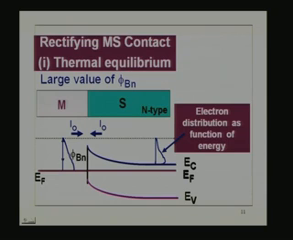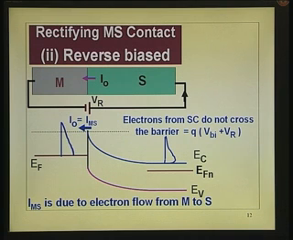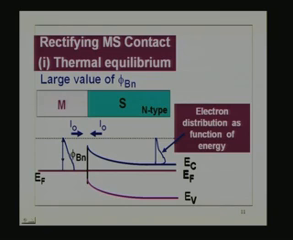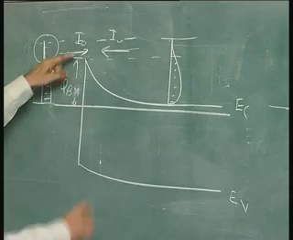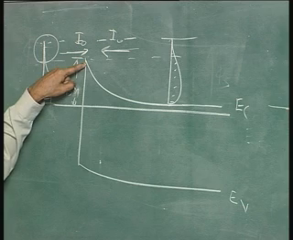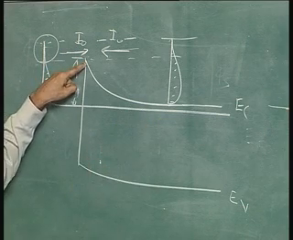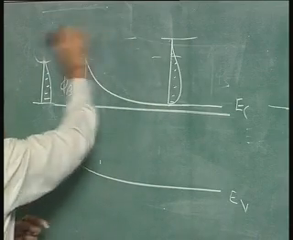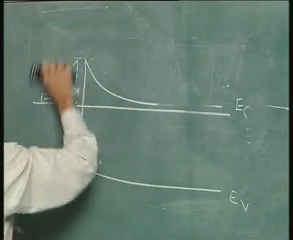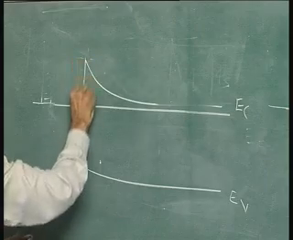Now, if you apply bias to the semiconductor, okay, what will happen? Just notice that from thermal equilibrium, I just applied a reverse bias. I made this region positive. This is thermal equilibrium. If I make this region positive, what happens? Let us just remove these things now. I just put this diagram here. Okay.